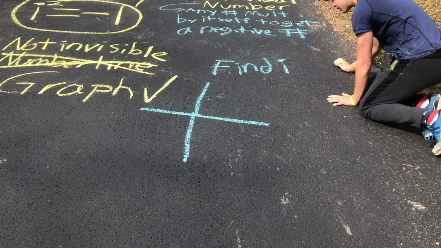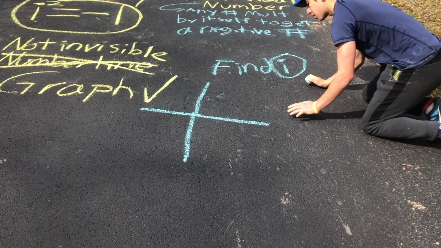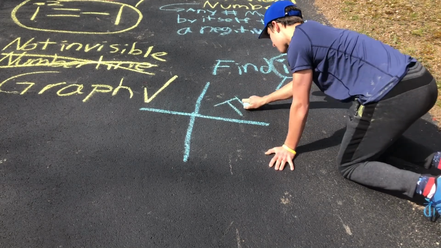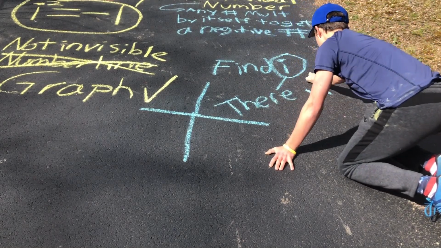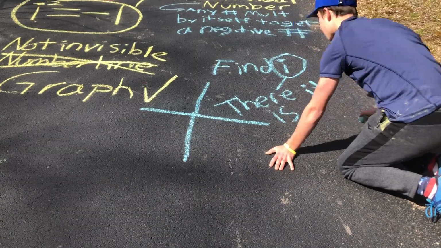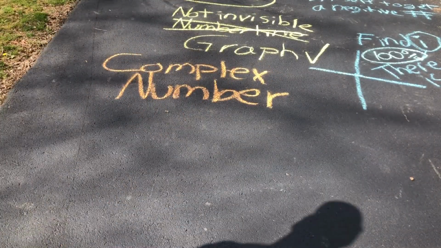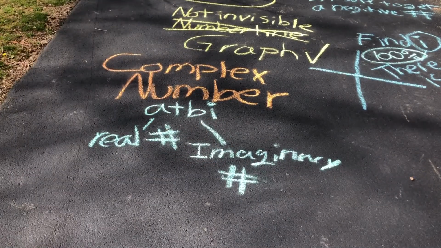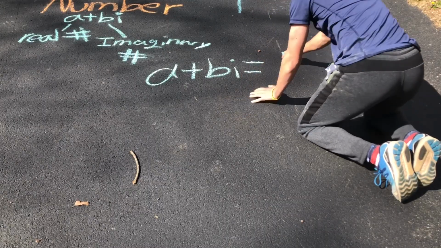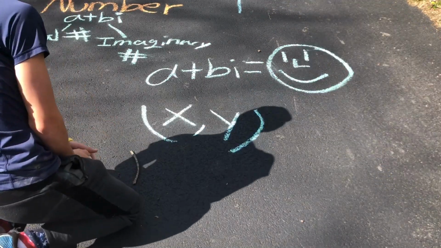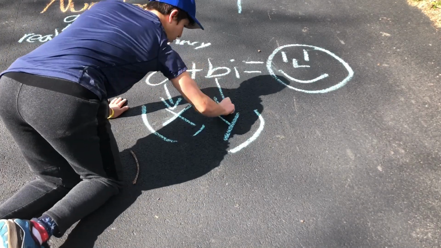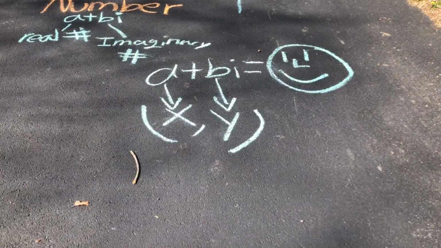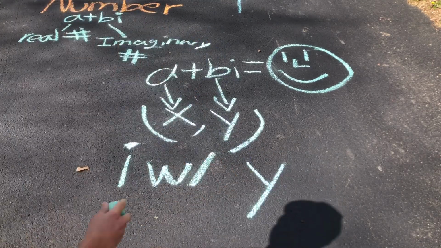The way you see this on a graph is not simply like this. You can't just say, find i. I mean, I guess you could if you do this solution, but I don't think it would be marked correct. What you really need is a complex number. A complex number is shown by a plus bi, the a being the real number and the bi being the imaginary number. If you see this on a test, you should be very happy, because the a corresponds directly to the x and the b corresponds directly to the y in your answers.